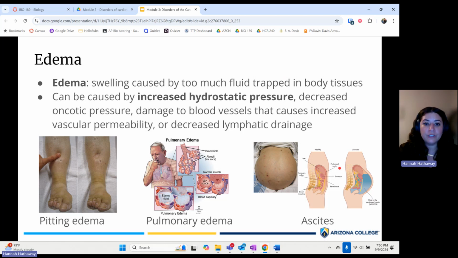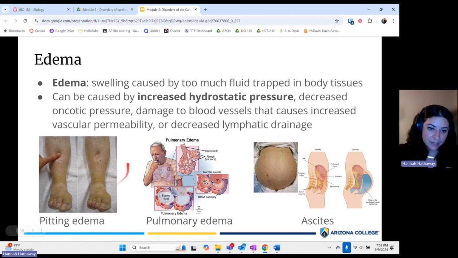Edema, we usually think of it being caused by increased hydrostatic pressure, specifically in this unit. In other units, we'll learn about edema caused by decreased oncotic pressure, but for today, this week, it's increased hydrostatic pressure. So here are some examples of edema.